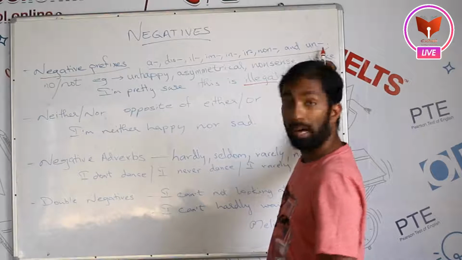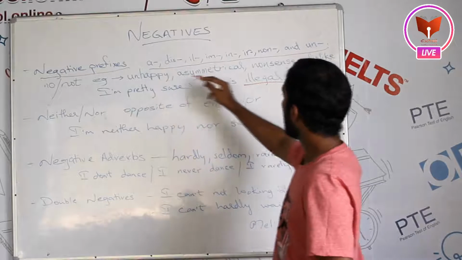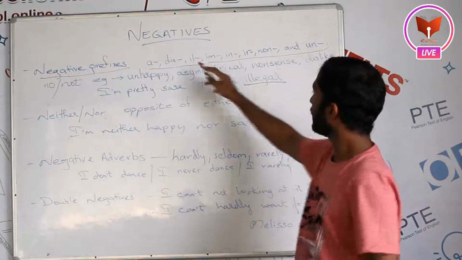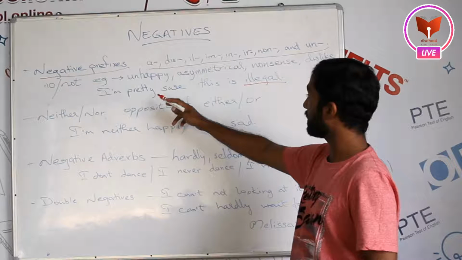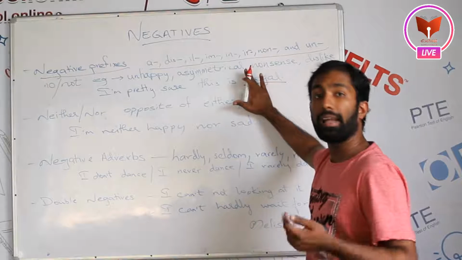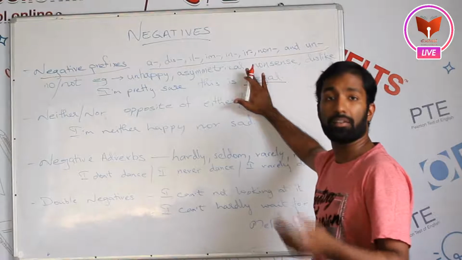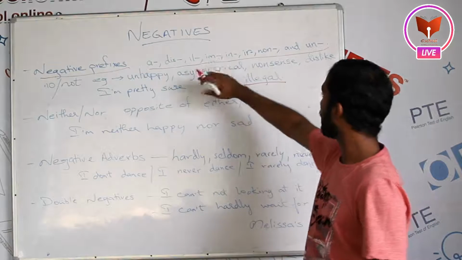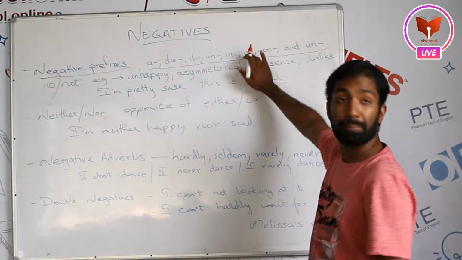As you can see: unhappy, asymmetrical, nonsense, and dislike. But then in this example, you can see how we use ill, the prefix, as a negative. I'm pretty sure this is illegal. As you know, legal is a word, and if you use the prefix ill in front of legal, it becomes a negative. So, illegal. Then irreplaceable, etc. Those are a few examples of negative prefixes.